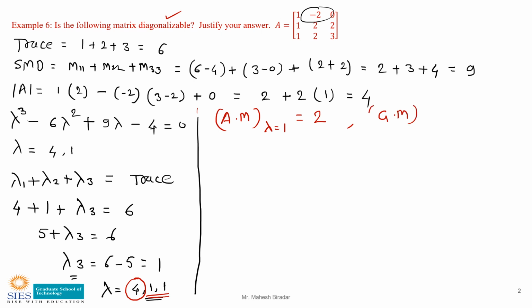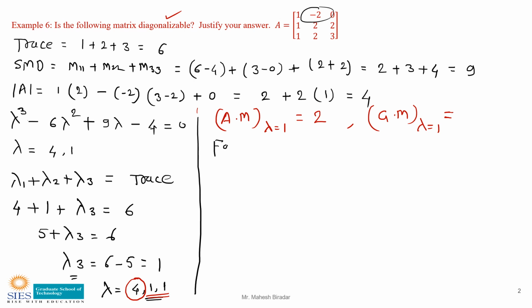If GM of lambda equal to 1 is not equal to 2, then AM and GM are not equal, and matrix A is non-diagonalizable. And if GM is 2, then it is diagonalizable. So my focus will be on this repeated eigenvalue.